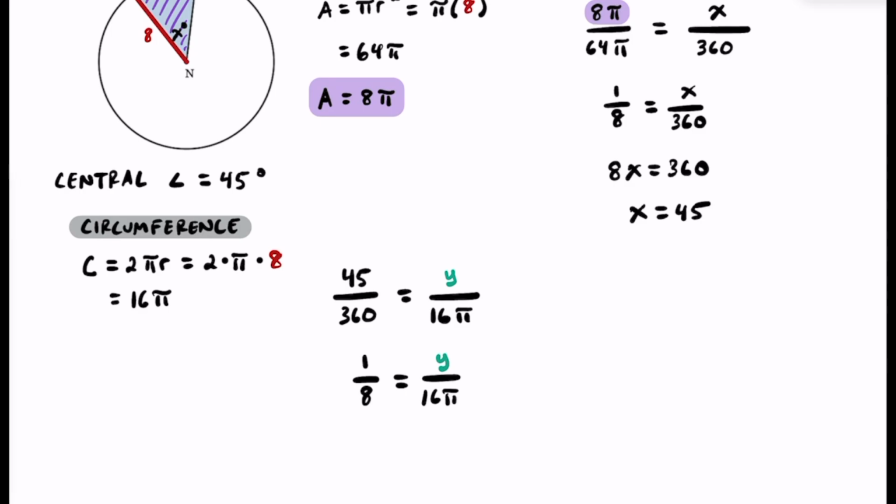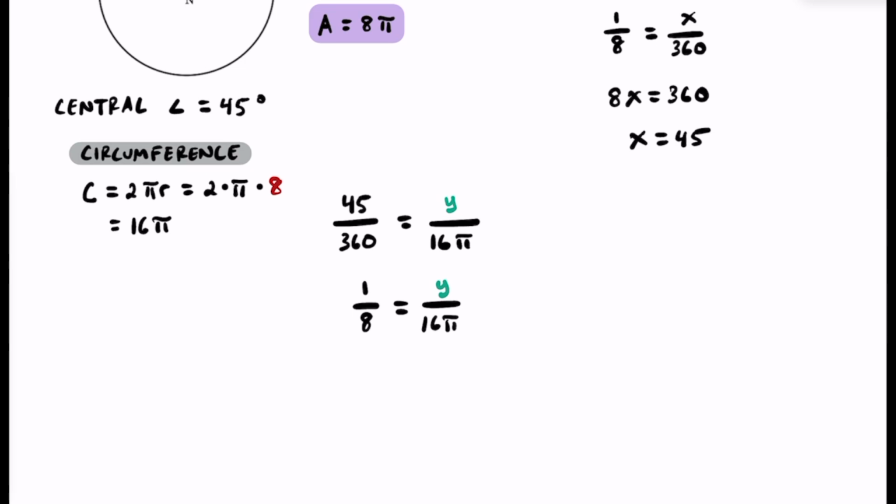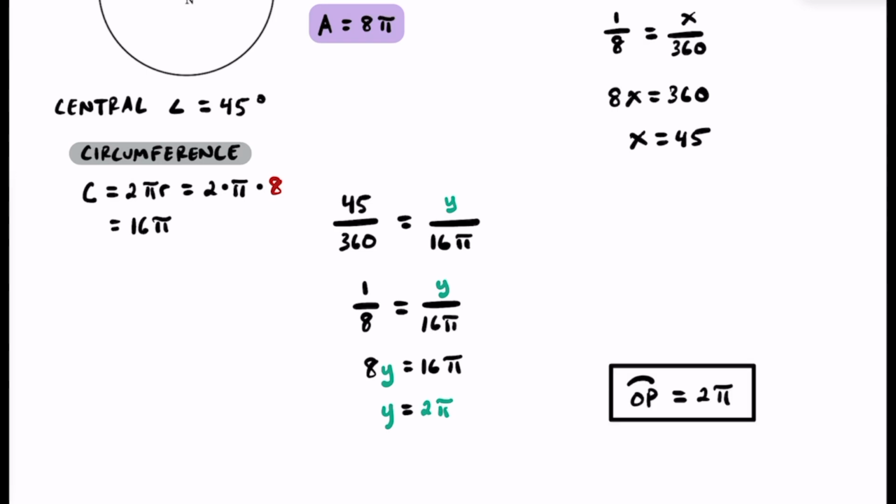Now you can use cross products here and multiply if you'd like to, or you can know that y would be 2 pi. It's totally up to you here, but we can say here that 8y would be equal to the 16 pi. If you just use the cross products and write an equation and have no fractions there, then we can divide both sides by 8 and say that y would be equal to 2 pi. And so in conclusion, we can say that arc OP is equal to 2 pi.